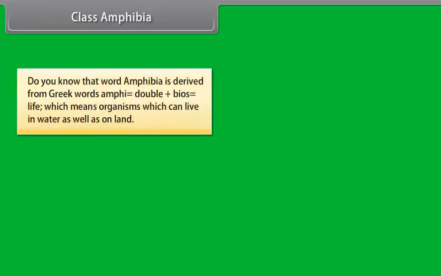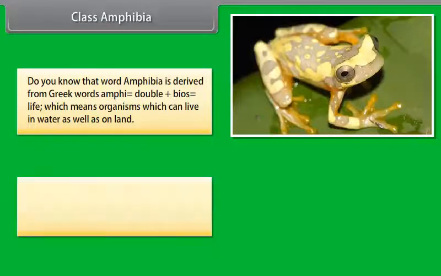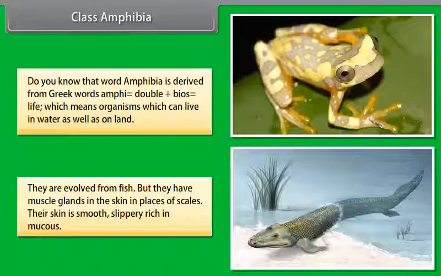Class Amphibia. Do you know that the word amphibia is derived from the Greek words amphi, which is double, plus bios, which is life, which means organisms which can live in water as well as on land. They evolved from fish, but they have mucous glands in the skin in place of scales. Their skin is smooth, slippery, rich in mucus.